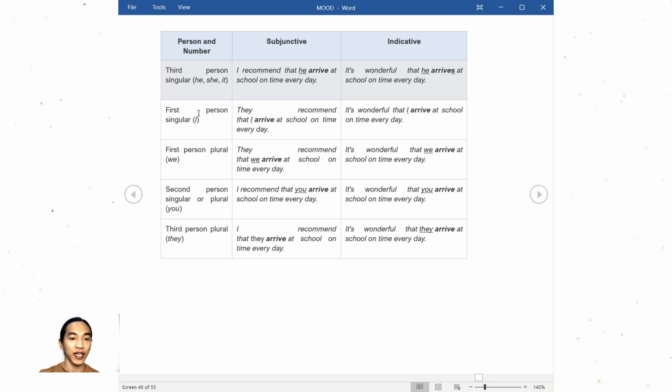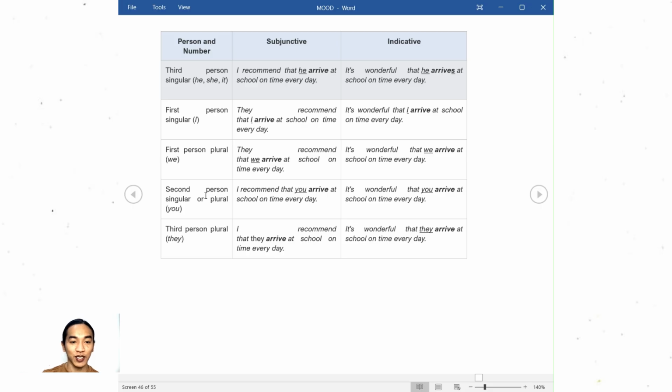So first person singular, I. They recommend that I arrive at school on time every day. So there's no change to that. It still does not follow the common rule for subject verb agreement. It is wonderful that I arrive at school on time every day. So still there's no verb that indicates that it is subjunctive mood. First person plural, we. They recommend that we arrive at school on time every day. So there's no change. It's wonderful that we arrive at school on time every day.